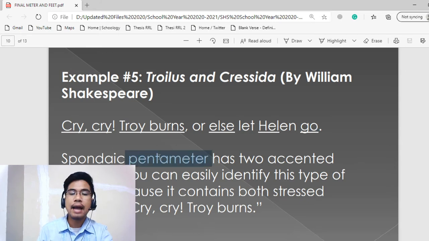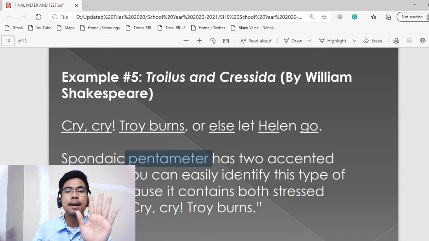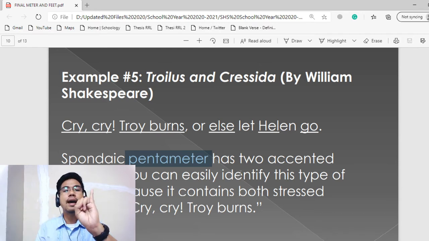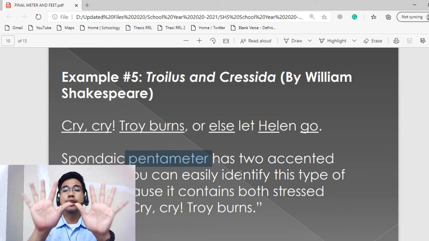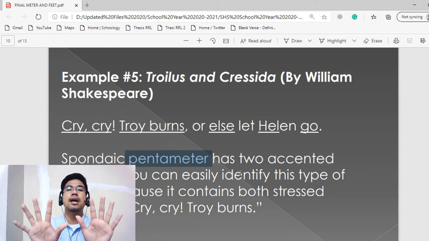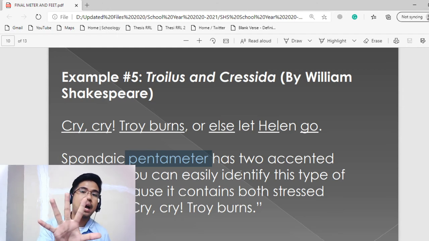Pentameter. Why is it called pentameter? Count the number of syllables in this line. "Cry, cry, turburns, or else let Helen go." There are 10 syllables in this line. Divide by 2, it's 5. So 5 is pentameter.